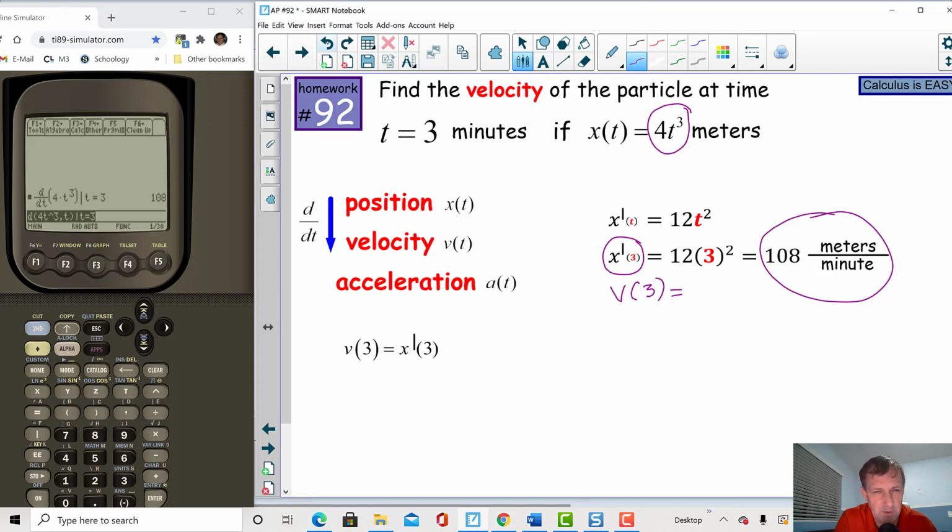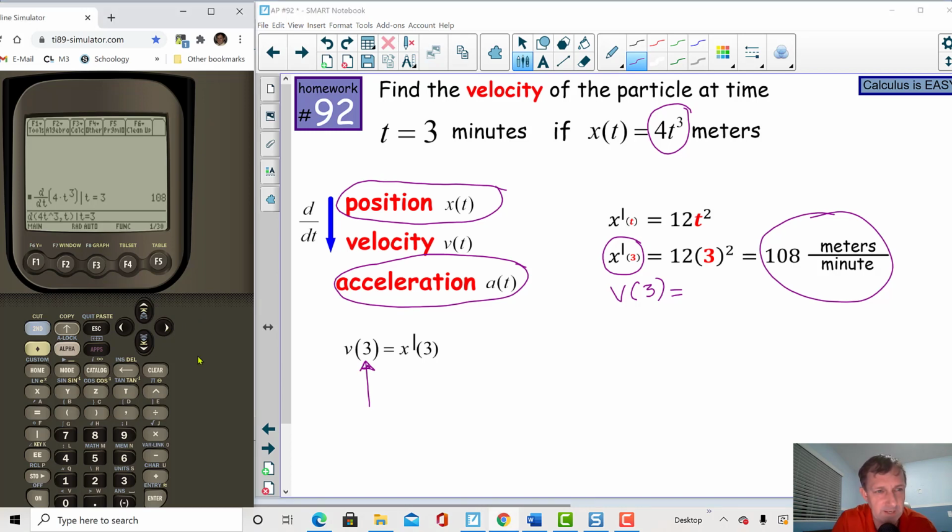Now, before we go to our next example, I do want to point out one thing. If they gave you the position function and ask you to find the acceleration function, and then maybe plug in a 3, how would you do that with your calculator? So let me just show you real quick. There's only one extra step.